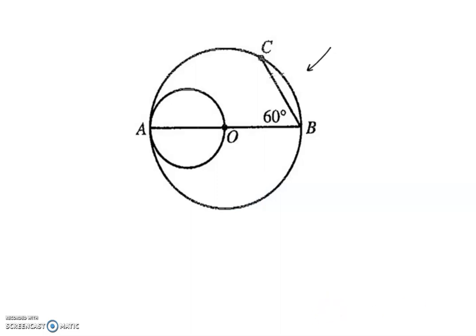So here we're shown this large circle with center O, and it has a diameter that is 40 millimeter long. So O is center, so that's 20, and this is 20. And point C lies on the large circle such that the measure angle ABC is 60 degrees. And the diameter of the small circle is AO.